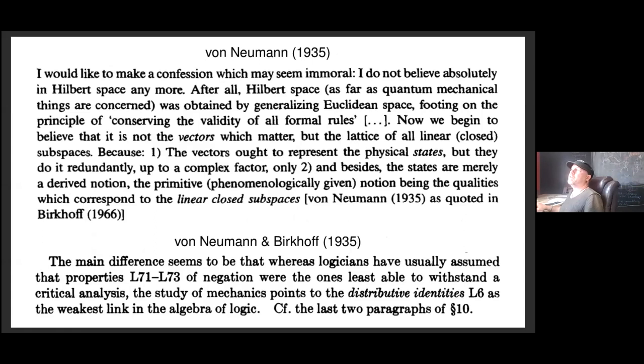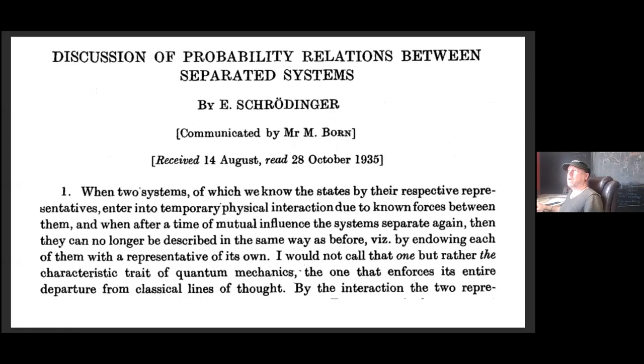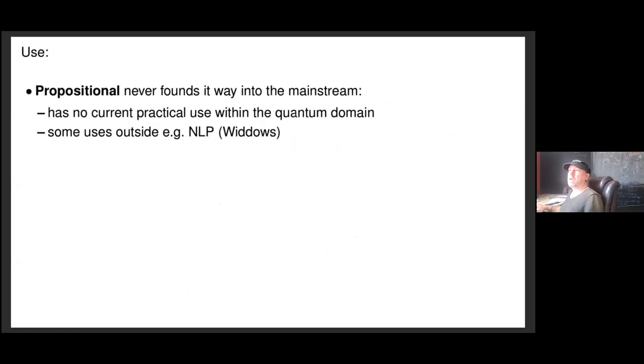Now, why at this point do I favor Schrödinger's view? One reason is that the propositional von Neumann view never found its way into mainstream quantum theory. It has no current practical uses within the quantum domain. You won't find it anywhere in practical uses. It does have some uses outside of quantum. And maybe Dominic Widdows is going to talk about that here. I think he's talking later today.